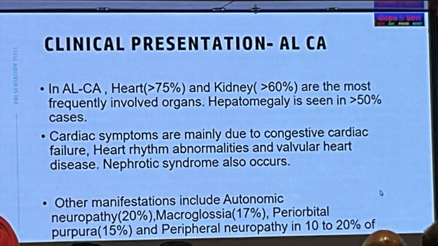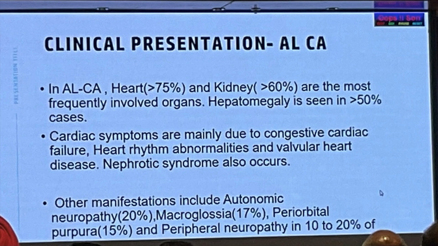Cardiac amyloidosis. The clinical presentation of amyloid light chain type cardiac amyloidosis. The heart is affected more than 75% of the time, the kidney more than 60% of the time, and hepatomegaly is seen in more than 50% of cases. Cardiac symptoms are mainly due to congestive cardiac failure, heart rhythm abnormalities, and valvular heart disease.